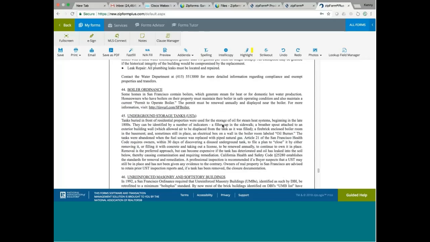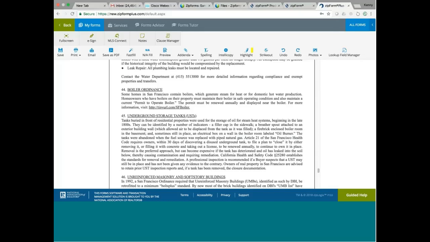Underground storage tank. This is unique to San Francisco, so I'm going to talk about it. Did you know that if you buy a property in San Francisco, there may be a disclosure? Well, first of all, there has to be an inspection on whether or not you have any underground storage tank. In some of the old buildings in San Francisco, they do have underground storage tanks. So that's probably one of the reports or inspections that you have to do and provide to the buyer. Now let's look at it.